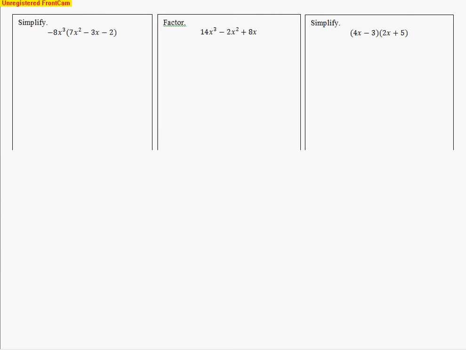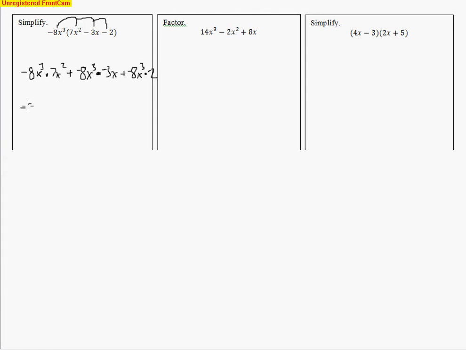Here we are multiplying a monomial over this polynomial. So it's going to be negative 8x to the third multiplied by 7x squared. And then we're going to multiply, and then we'll add on that negative 8x to the third multiplied by a negative 3x. And then I'll add on the next one, so negative 8x to the third multiplied by the negative 2.